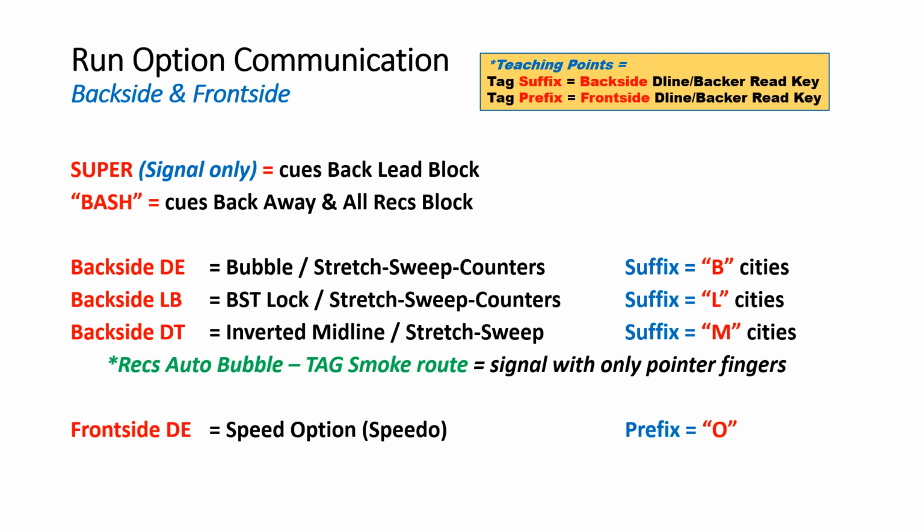Keynote here, receivers are automatically doing bubbles as their tag, but then we can go ahead and communicate smoke routes with a signal of only the pointer fingers. And last, we can go ahead and do front side defensive end reads, and that's classic speed option, or what we call speedo, because now we'll just use a prefix to the play call of a letter O.